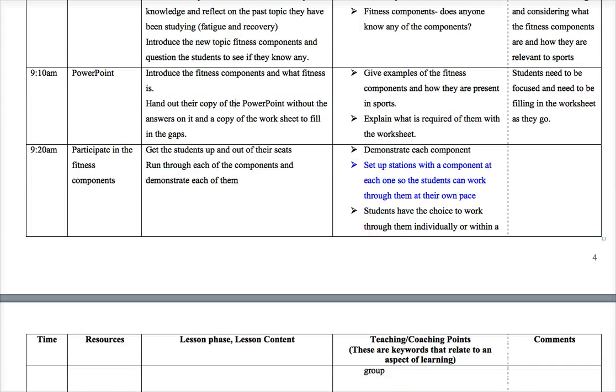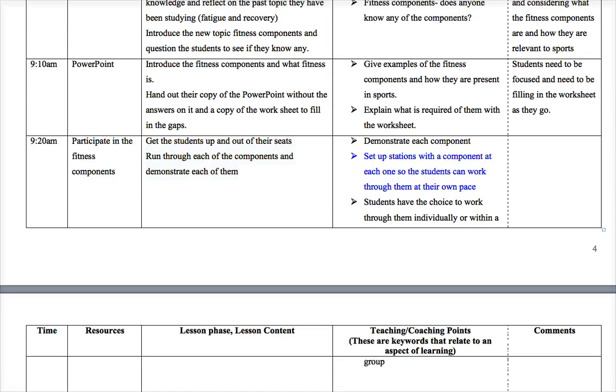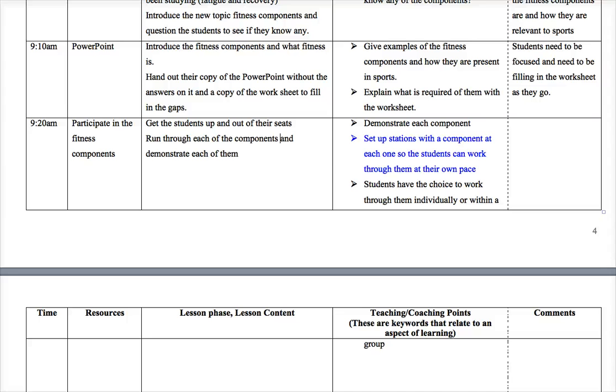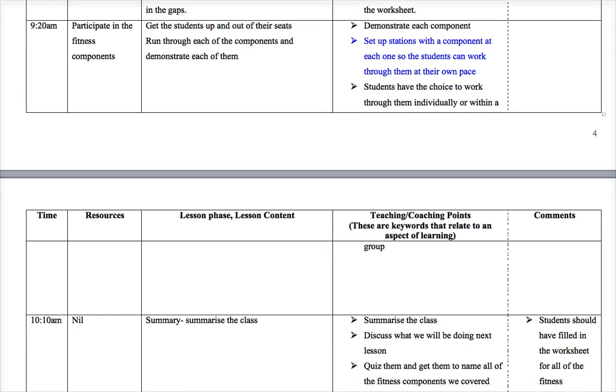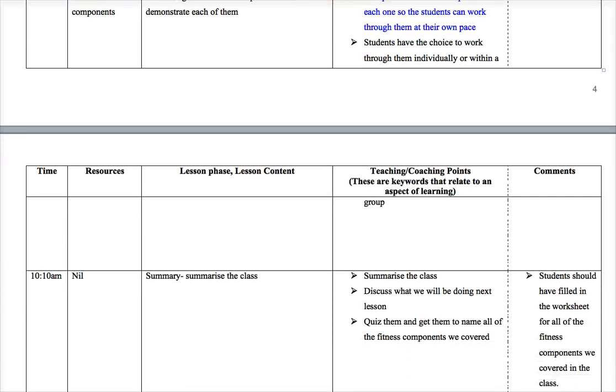Once I run through that, I would get them out of their seats to go through the fitness components. I'd go down to the gymnasium and set up a circuit with each fitness component. At first I would demonstrate each component, and then I'd allow the students to go through each component at their own pace. So the ADHD student has the opportunity to work through each component at their own pace, and all students have the opportunity to work individually or within a group.